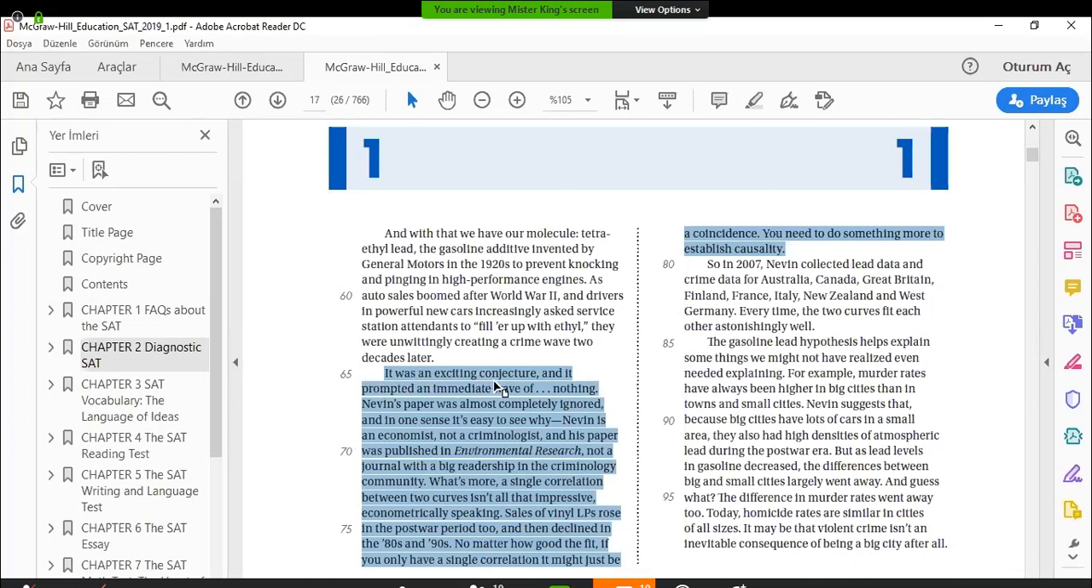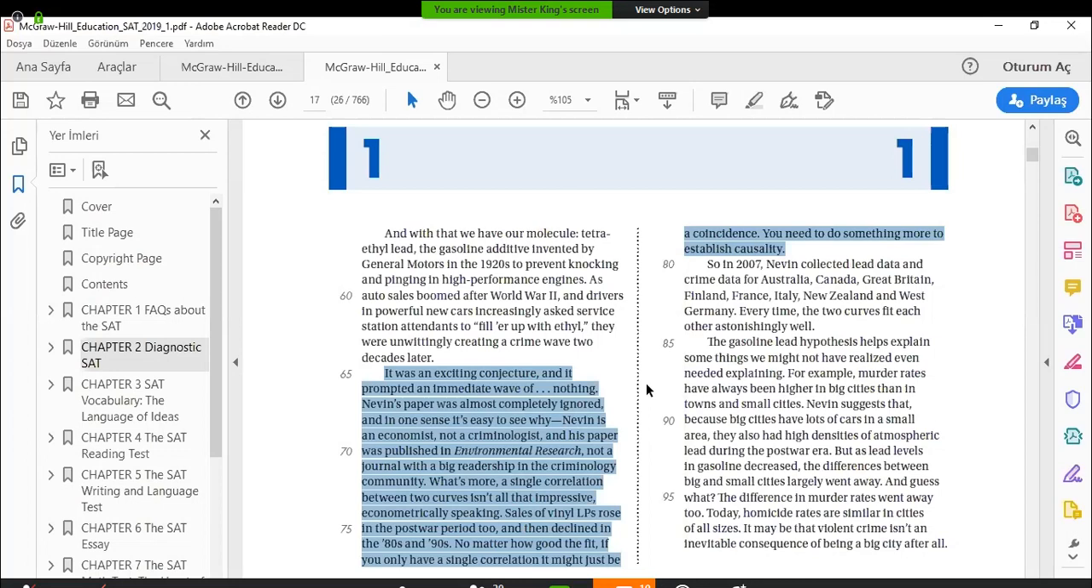And let's continue with Serkan. Serkan, are you available to read the paragraph? Yes, I am. Yes, we are ready to listen to you, Serkan. This part which you highlighted, yeah, it was an exciting conjecture, which means a combination of events. Okay. Should I read it now?